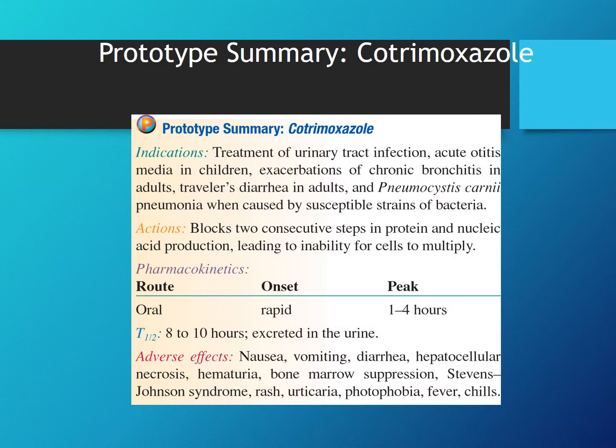Your prototype here is cotrimoxazole or Septra, used with urinary tract infections or acute otitis media in children, as a couple of examples. Half-life is 8 to 10 hours, given orally. You can see down here under adverse effects lots of different ones, including bone marrow suppression, urticaria or rash, but also GI effects like nausea, vomiting, and diarrhea that we often see, but also photophobia, fever, and chills.